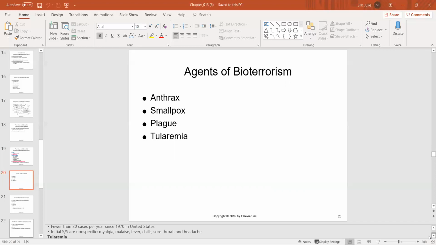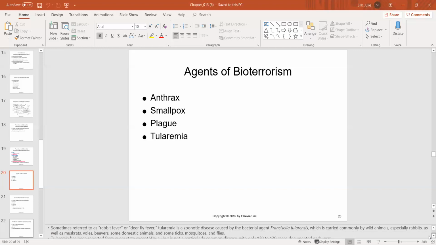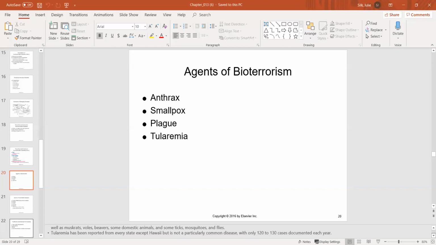And then there's another one called tularemia. This is sometimes referred to as rabbit fever or deer fly fever. It's a zoonotic disease caused by the bacterial agent Francisella tularensis, which is carried commonly by wild animals, especially rabbits, as well as muskrats, voles, beavers, and some domestic animals. This has been reported from every state except Hawaii, but it's not a particularly common disease, so maybe only 120 to 130 cases a year of this are documented.